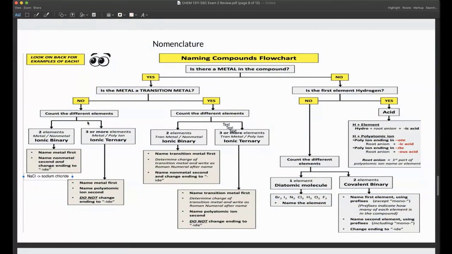Next, if there are 3 or more elements, such as a metal and a polyatomic ion, it's going to be an ionic ternary compound. What you do is name the metal first, and then name the polyatomic ion second, and you don't change the ending to "ide." For instance, if we have NaNO3, notice how this has 3 or more elements, and one of them is a polyatomic ion. So you would just name the sodium first, and then you name the polyatomic, which is nitrate.